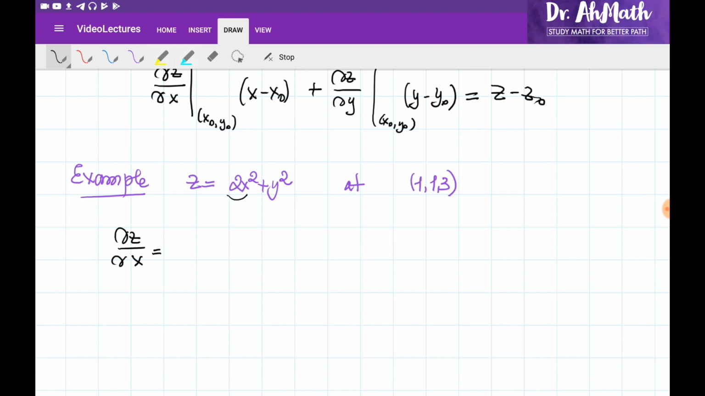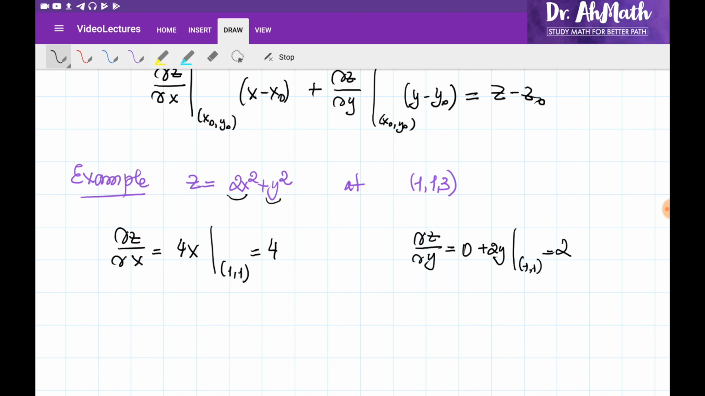So the derivative of 2x squared is going to be 4x, and the derivative of the constant is going to be equal to 0. We need to evaluate this at the point (1, 1). If I evaluate this, it's going to be 4. The derivative of z with respect to y: the derivative of 2x squared is going to be 0 because x is fixed, x is considered as a constant, plus 2y at the point (1, 1), it's going to be 2.